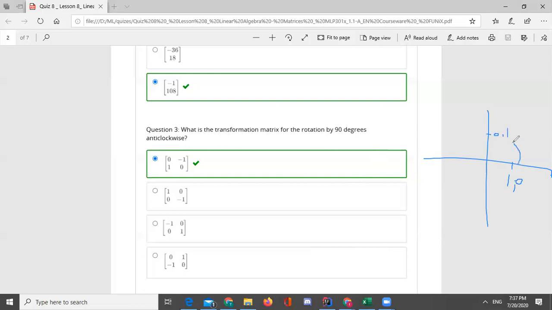So if this point goes here, the position of this point will become 0, 1. Yes. And this point here will be minus 1, 0. Now remember the first number represents x and the second number represents y. Let me write it down. So this is x, this is y.